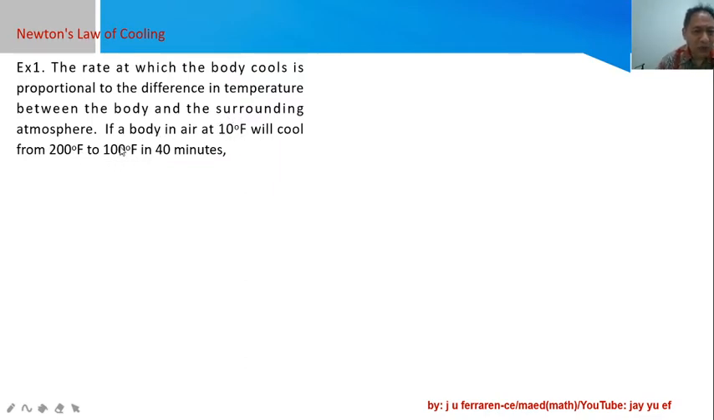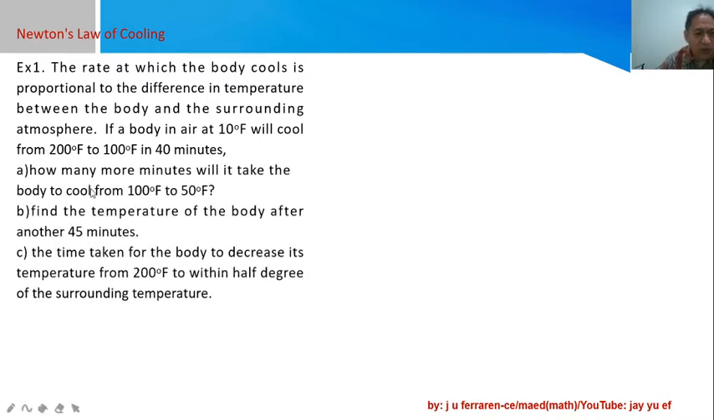So, it drops from 200 to 100 degrees Fahrenheit in a matter of 40 minutes. Now, you are asked to find how many more minutes, meaning how much time must be added to the 40 minutes in order for the temperature to cool from 100 to 50 degrees Fahrenheit. Next, find the temperature of the body after another 45 minutes. So from the initial, we have another 45 minutes, which means there will be 85 minutes needed in B from the initial.